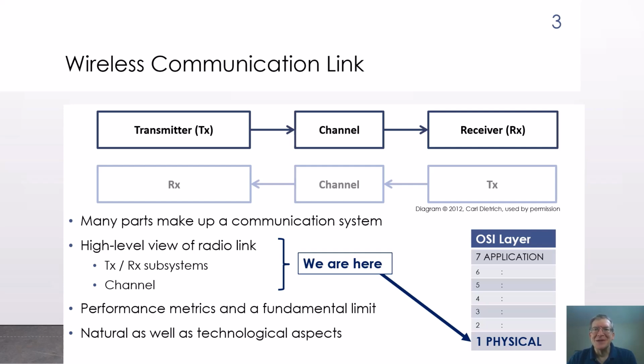In addition, we will consider ways of measuring performance of a wireless link, typically a radio link that transmits information that is inherently digital or information that has been converted to a digital form. And we will look at a fundamental limit on one of these performance measures. We will consider natural factors that limit wireless link performance, as well as other factors that are related to technology.